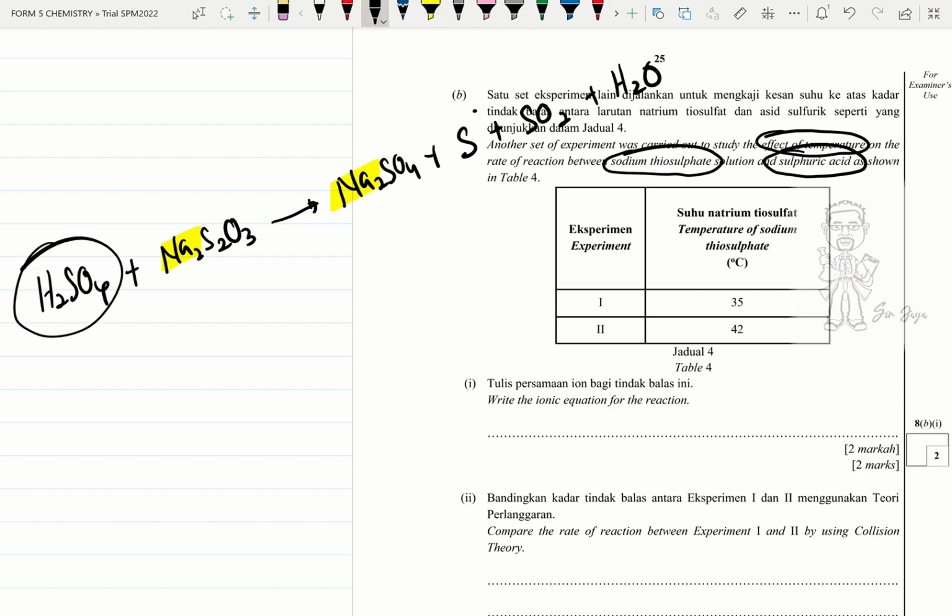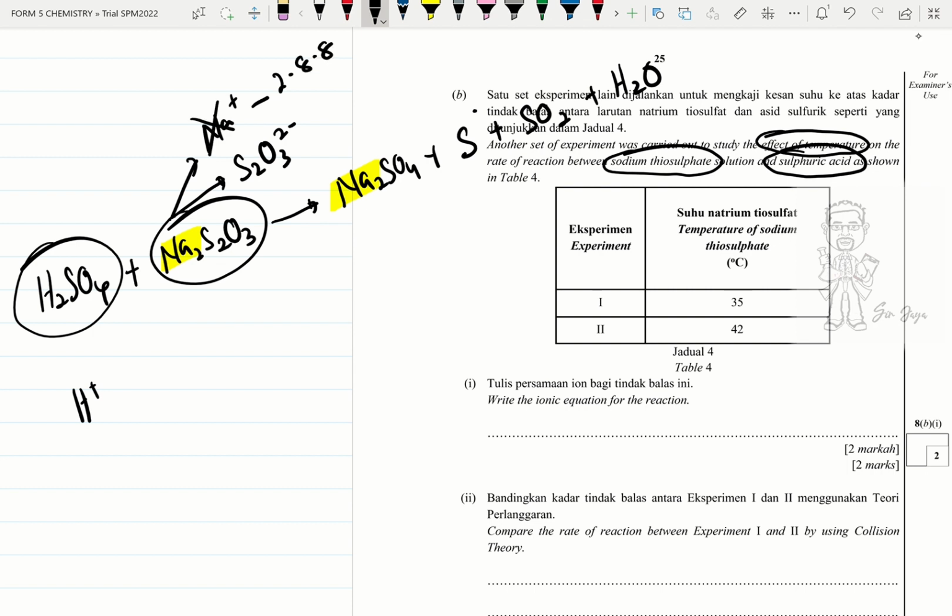Right, so from acid we take the important ion, which will be hydrogen ion. So here we have 2 ions, one is sodium ion and another one thiosulfate ion. Please remember, sodium ion already achieved stable octet electron arrangement. Therefore, this ion acts as observer ion. So we take this ion, and we put here thiosulfate ion.